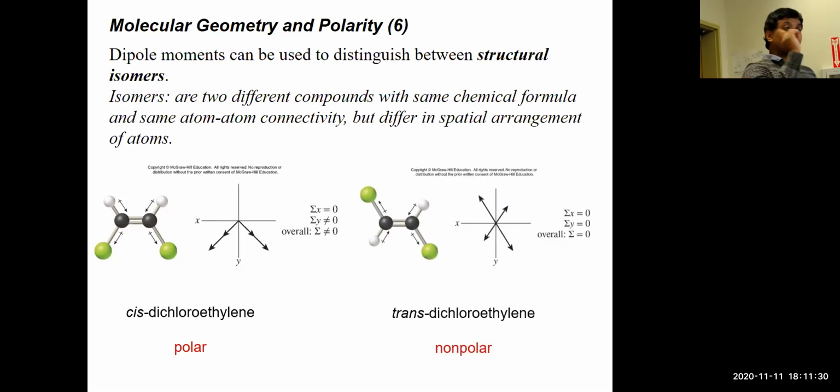However, the isomer of cis-dichloroethylene is trans-dichloroethylene, and this molecule has carbon-chlorine bonds in opposite directions. As a result, the dipole moments of the CCl bonds are getting cancelled out from one another. As a result, it became non-polar. One is polar, one is non-polar. The only difference between them is how they are arranged. That's all from this topic, molecular geometry and polarity.